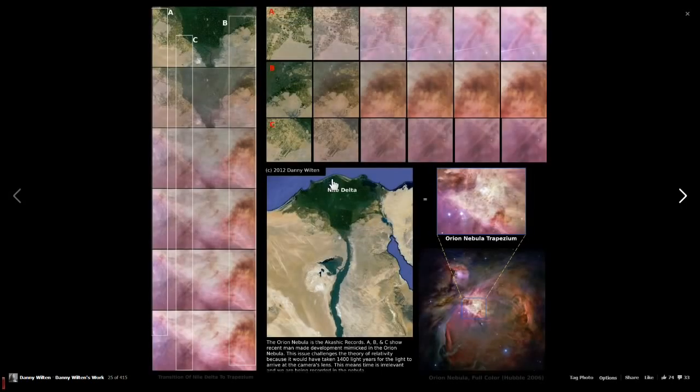This is just one picture showing the mirror, but we can see that the Nile Delta and the Orion Nebula trapezium, they match. What's really interesting about these fractals around the Nile Delta is this is not as simple as the leaf matching a tree. What it's matching is man-made recent development. When I say recent development, I mean at least less than 1,400 years, which is the number of light years it takes for light to travel from the Orion Nebula to here.